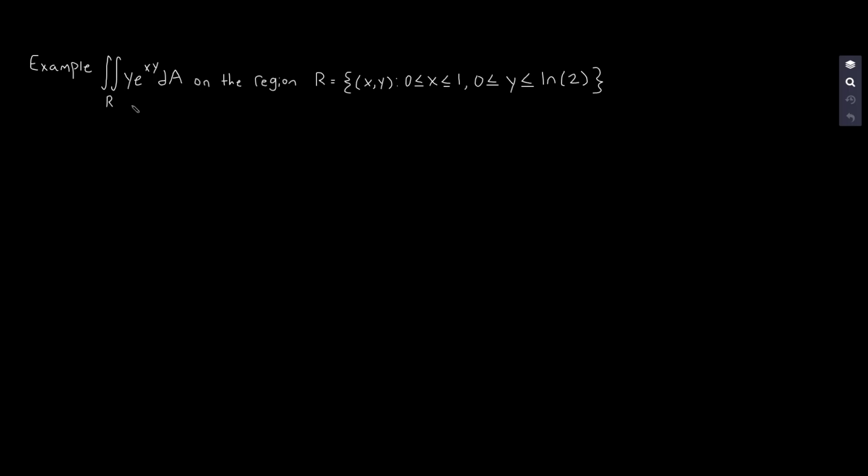So this says to evaluate the double integral with region R, with the integrand being y times Euler's number raised to the power of x and y, dA, and this is taking place on the region R, where x and y is the region described, and x is going to be between 0 and 1, and y is going to be between 0 and the natural logarithm of 2.